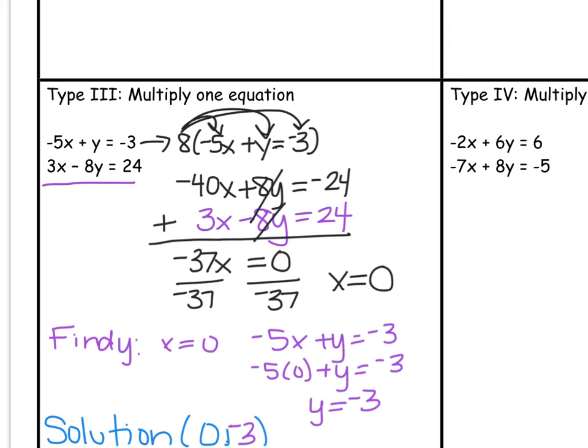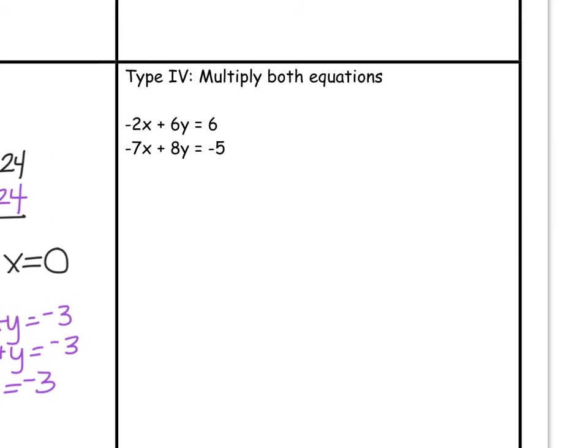Now the last one, type 4, is to multiply both equations. So we want to look and see which one would be the easiest to multiply. So if we look at 7 and 2, I want to find the LCM of 7 and 2. So the least common multiple of 7 and 2 is 14.